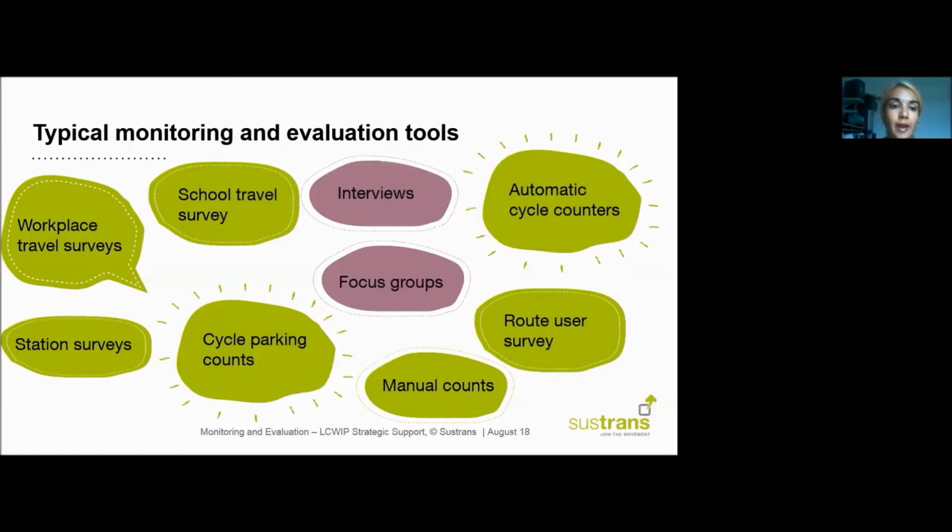The tools range from surveys, which can be school or workplace travel surveys, station surveys, or route user surveys, and counts on the quantitative side, so automatic counts, cycle parking counts, or manual counts. I'll go through each of these tools in more detail on the following slides. And the qualitative tools are interviews or focus groups.